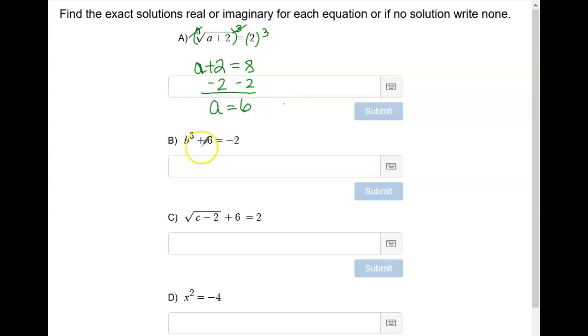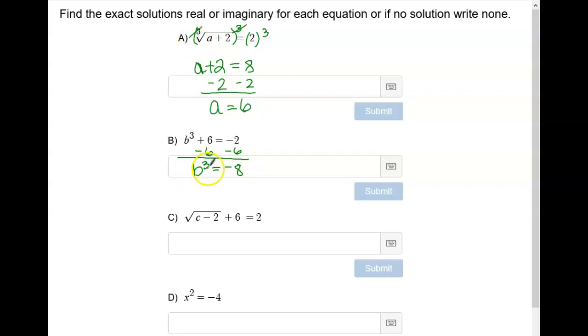For B, we're going to subtract 6 from both sides first because we want to isolate the exponent. So these add to 0. We get B cubed is equal to negative 8. And just like we did up here, cubing something is the inverse of cube rooting something, which means that cube rooting has to be the inverse of cubing.